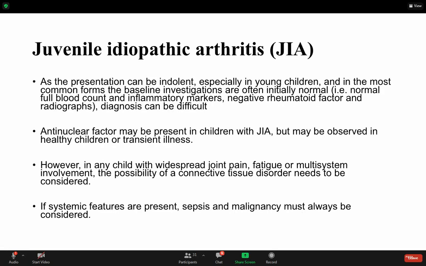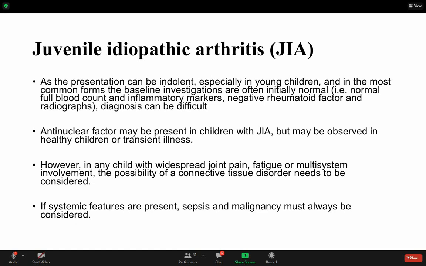As the presentation can be indolent, especially in young children and in the most common forms, the baseline investigations are often initially normal. So they have a normal CBC, normal inflammatory markers, negative rheumatoid factor, and if you do radiographs, X-rays, nothing, they will be normal. So the diagnosis can be difficult initially, especially in young children.